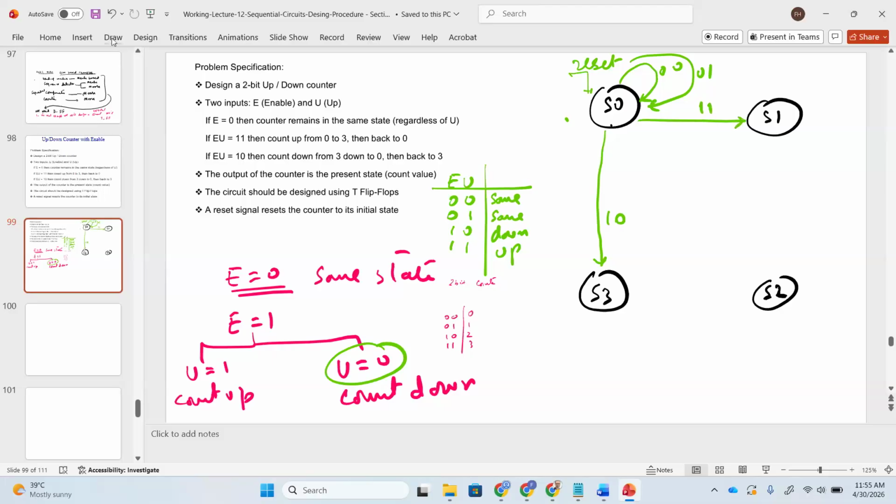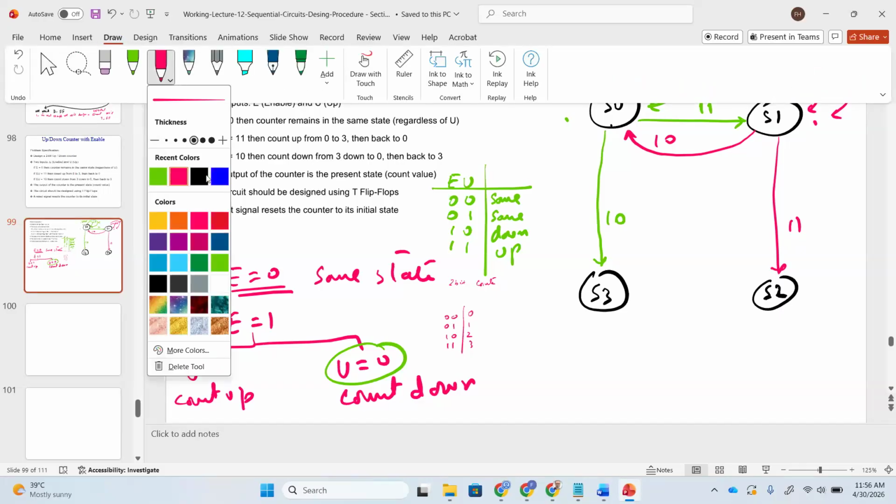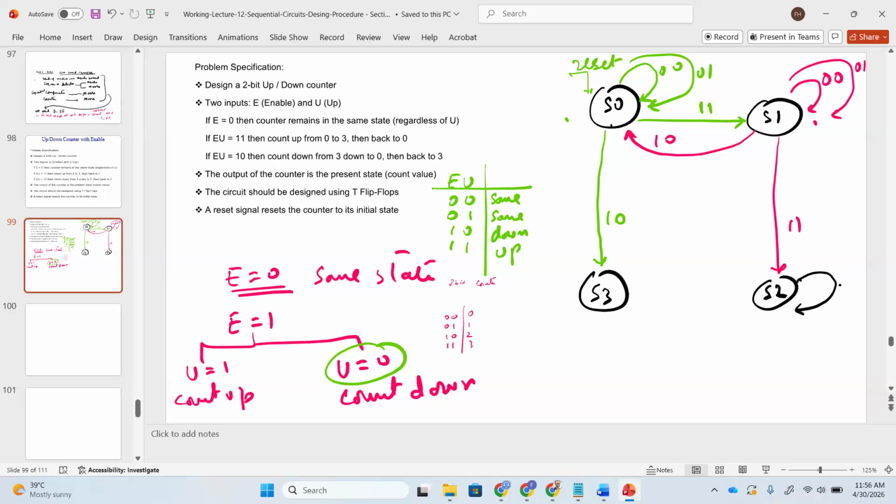Now I'm in S1. I'm now using a red color. 00: same. 01: same. 10: down. Where should I go? S0. 11: S2. Now I'm in S2. I'm now using a black color. 00: S2. 01: S2. 10: S1. 11: S3.